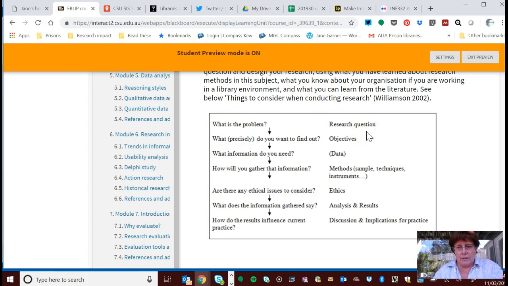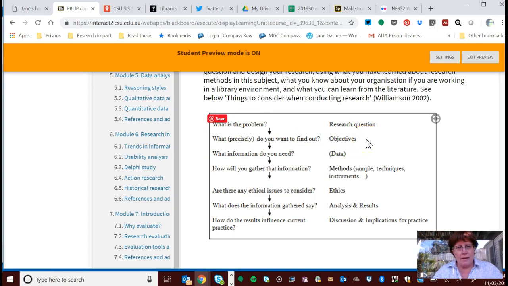If I use my research as an example, the research question I'm working with at the moment is, and I haven't got this down to an exact statement yet, but where my thinking is at the moment is: in what way do libraries contribute to the education of kids in juvenile detention? So that's a research question. That's the thing I want to be able to answer. And then I look at, okay, what precisely do I want to find out? And they become my objectives.